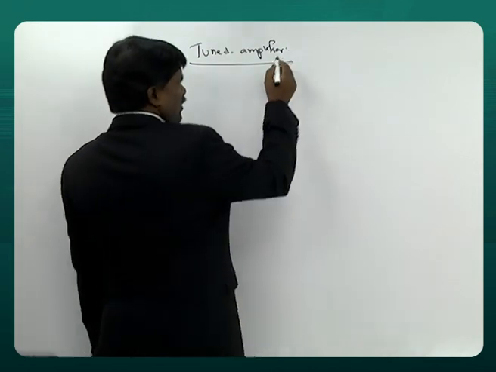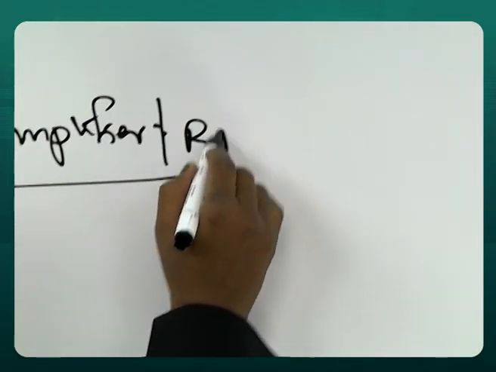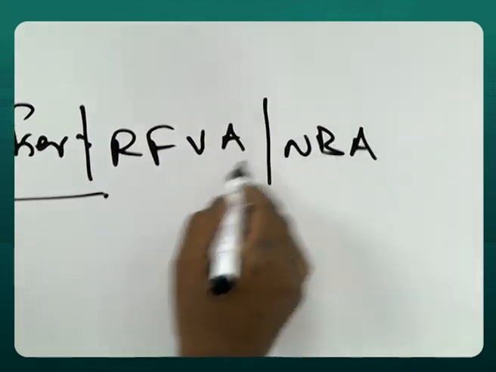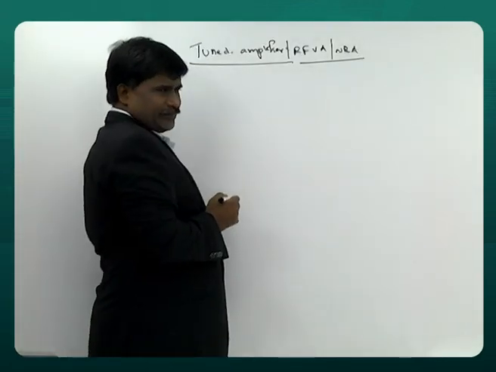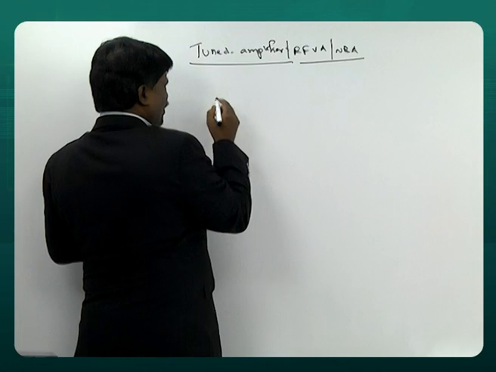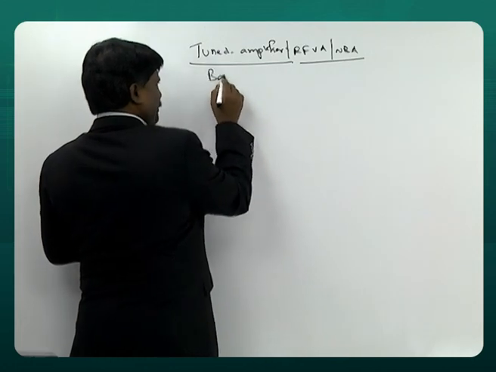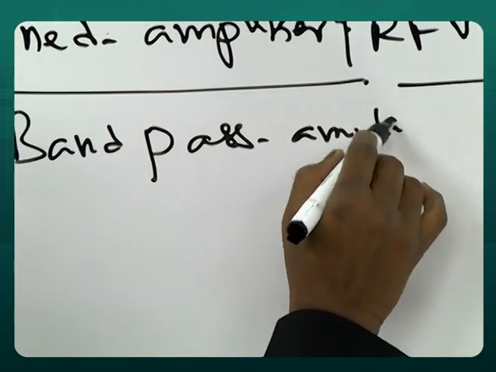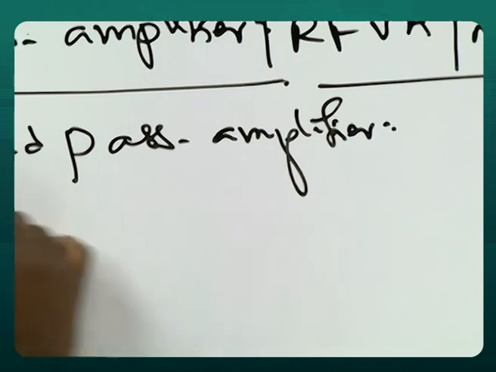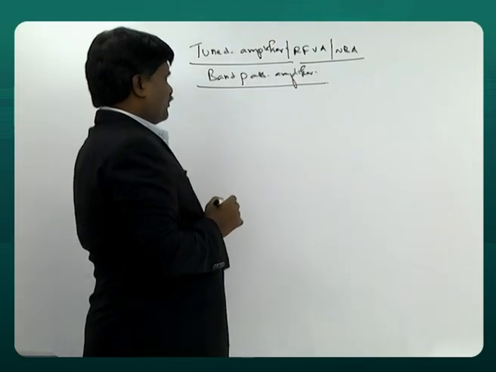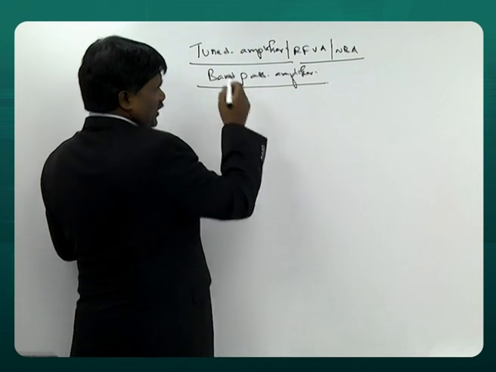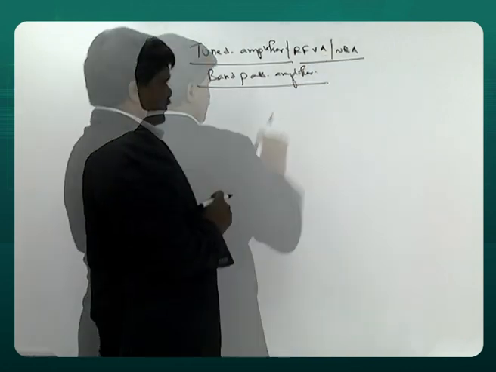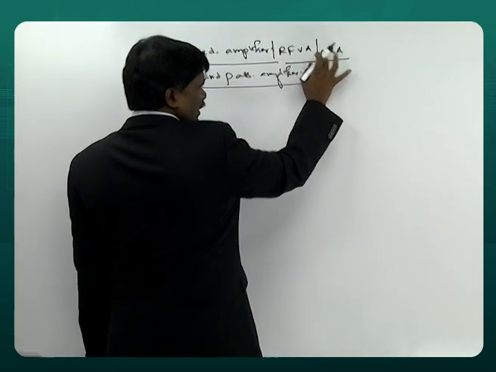The first thing, this is also called a radio frequency voltage amplifier, narrow band amplifier, like that. Some people call this a band pass amplifier. That is also another name. Because tuning is required at radio frequency and the bandwidth is very less. Because at radio frequency the bandwidth is high, it's very tough.